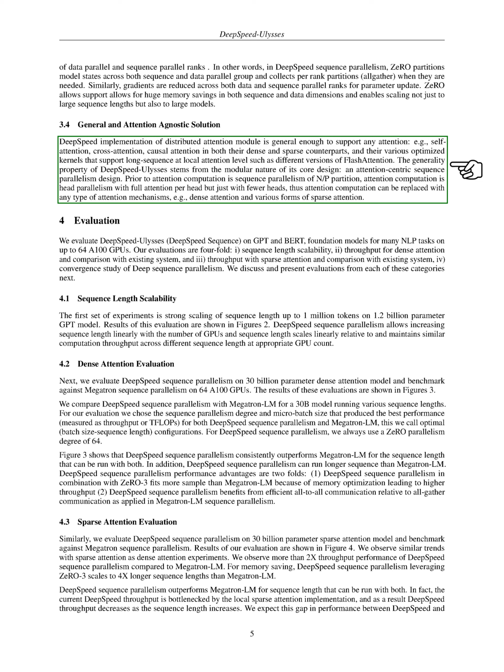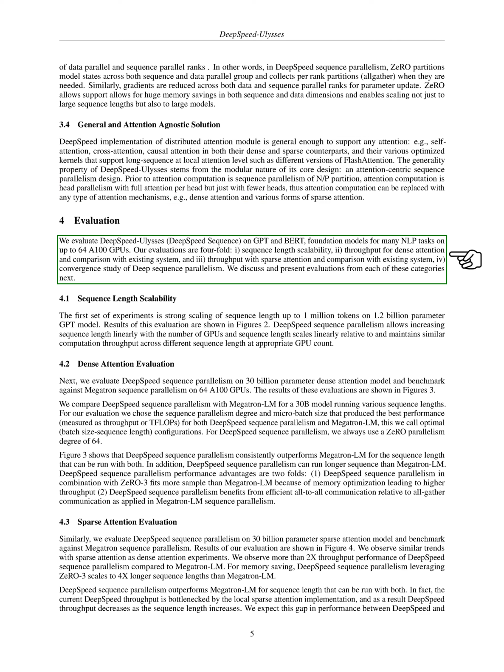The versatility of DeepSpeed Ulysses comes from its core design, which is centered around attention and sequence parallelism. Before the attention computation, there's a sequence parallelism of N over P partition. The attention computation involves head parallelism with full attention per head, but with fewer heads. This means that the attention computation can be replaced with any type of attention mechanism, such as dense attention and various forms of sparse attention.